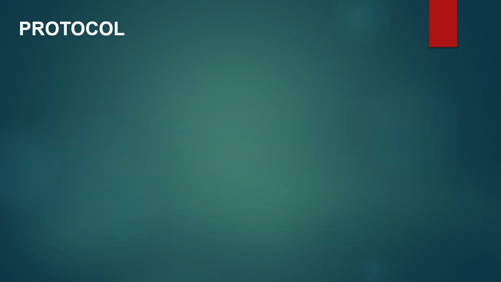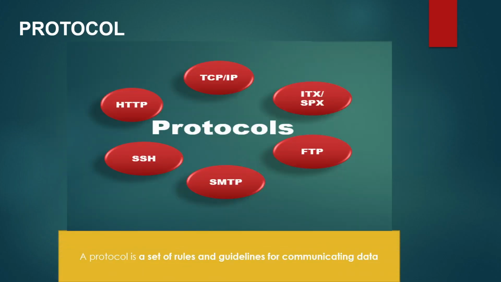Next, we are going to look at what is protocol. A protocol is a set of rules and guidelines for communicating data. So basically, rules are defined for each step and process during communication between two or more computers. Networks have to follow these rules to successfully transmit data. Again, a protocol is a set of rules and guidelines for communicating data between two networks.